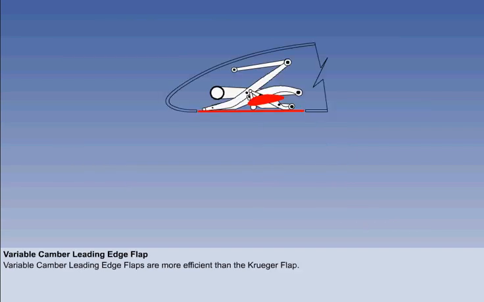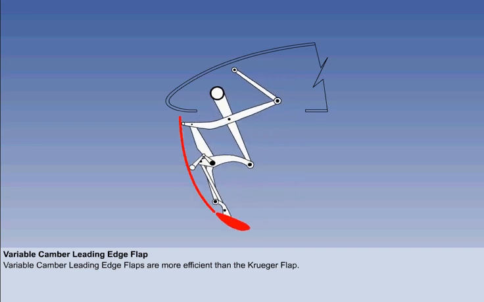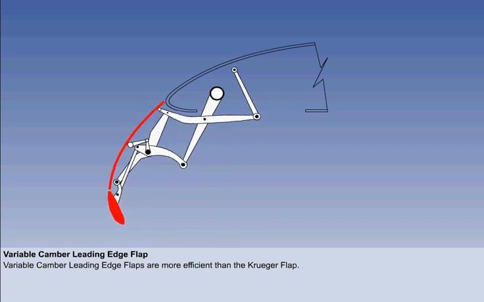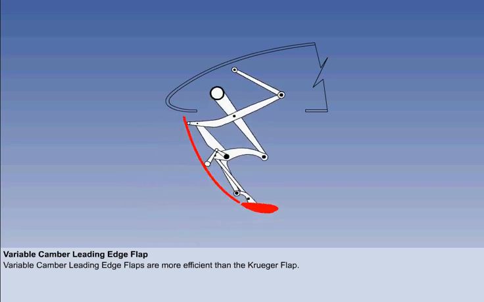The next type of leading edge device to consider is the variable camber leading edge flap. The variable camber is more efficient than the Kruger flap. The reason for its increased efficiency is that the variable camber leading edge flap has a mechanism that curves the flap surface as it extends. When fully out, the variable camber flap gives an even smoother path for the airflow than the Kruger flap, allowing maximum retention of kinetic energy in the boundary layer. Again, there are no intermediate selections possible. They are either in or out.